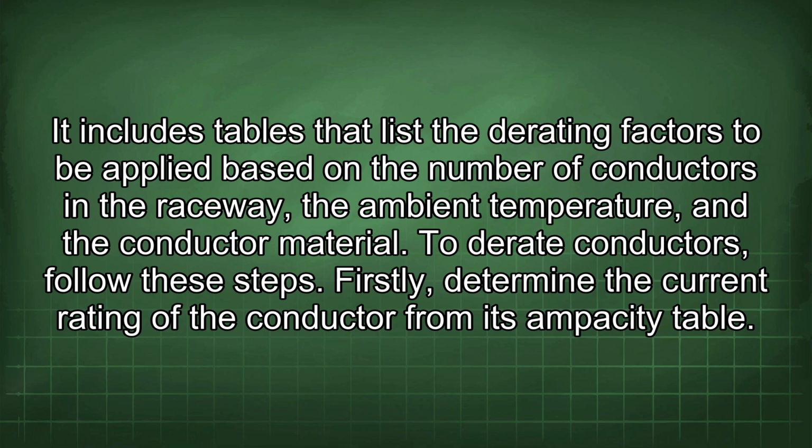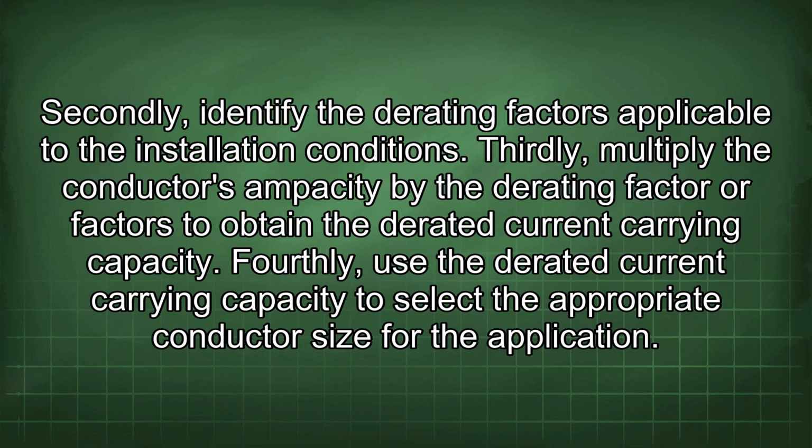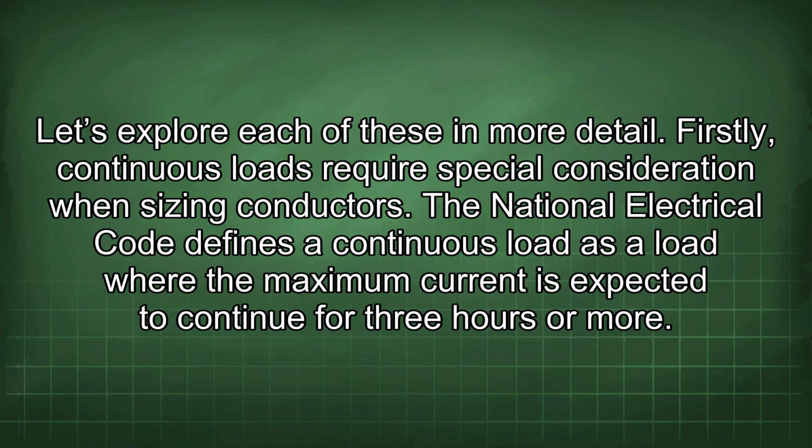To derate conductors, follow these steps. Firstly, determine the current rating of the conductor from its ampacity table. Secondly, identify the derating factors applicable to the installation conditions. Thirdly, multiply the conductor's ampacity by the derating factor or factors to obtain the derated current carrying capacity. Fourthly, use the derated current carrying capacity to select the appropriate conductor size for the application. Let's explore each of these in more detail.